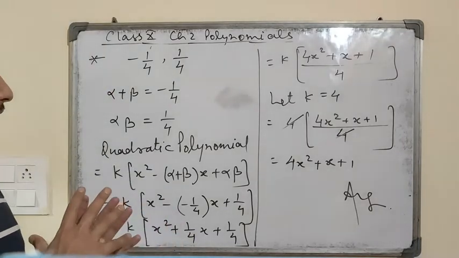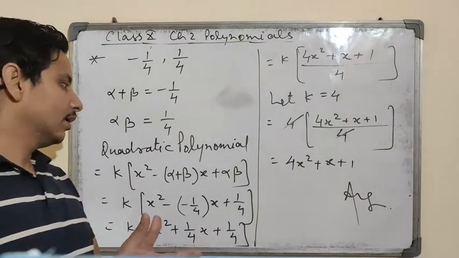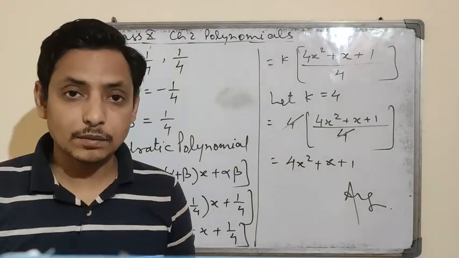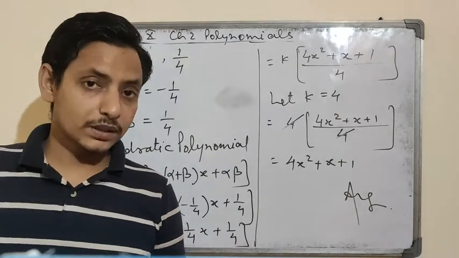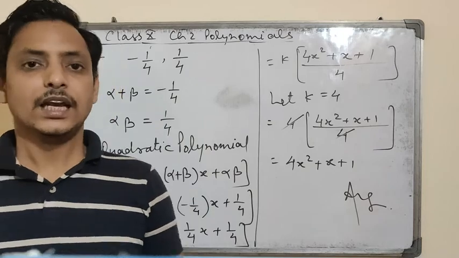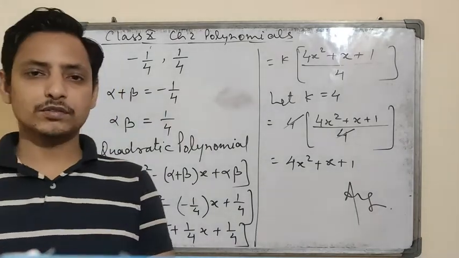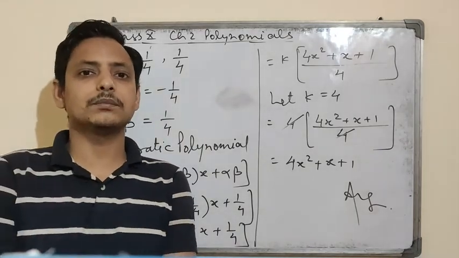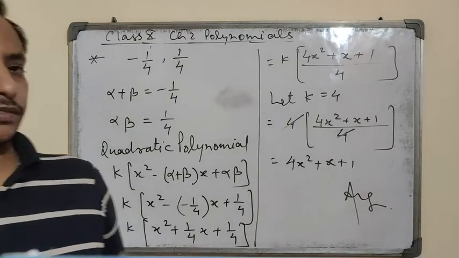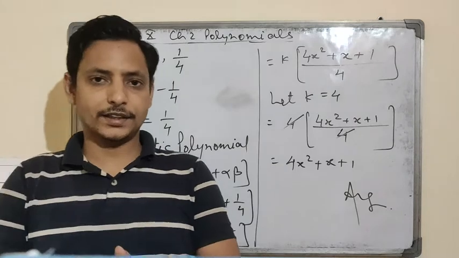और इसमें हमें क्या करना है, इसमें हमें क्वाड्रेटिक पॉलिनोमियल फाइंड करना है, जबकि पहले वाले में हमें क्या करना था, पहले वाले में हमें क्वाड्रेटिक पॉलिनोमियल दिया था, उसका जीरोस फाइंड करना था, उसके बाद रिलेशनशिप फाइंड करनी थी. लेकिन इसमें हमें सम ऑफ जीरोस और प्रोडक्ट ऑफ जीरोस दिया है, एंड वी हैव टू फाइंड दी क्वाड्रेटिक पॉलिनोमियल.